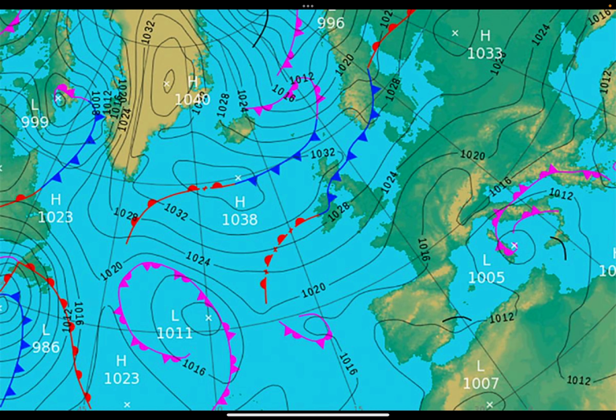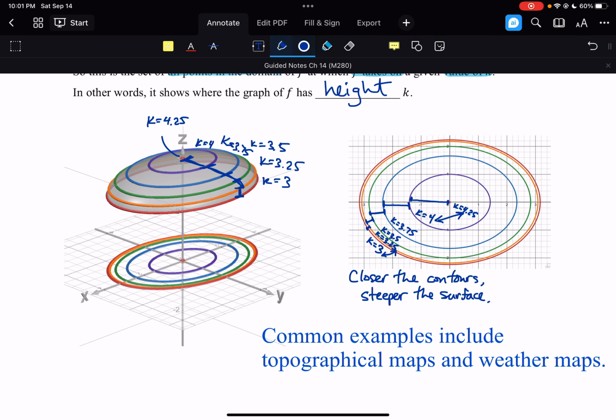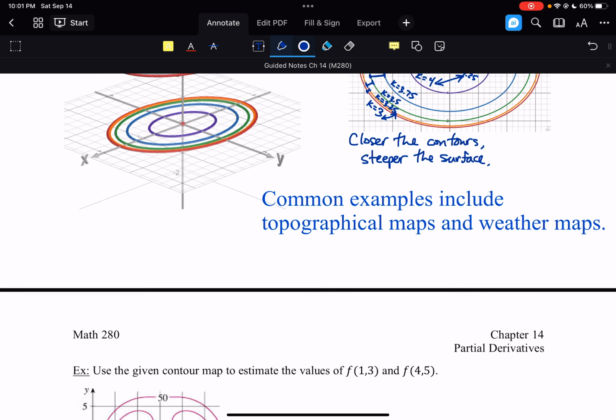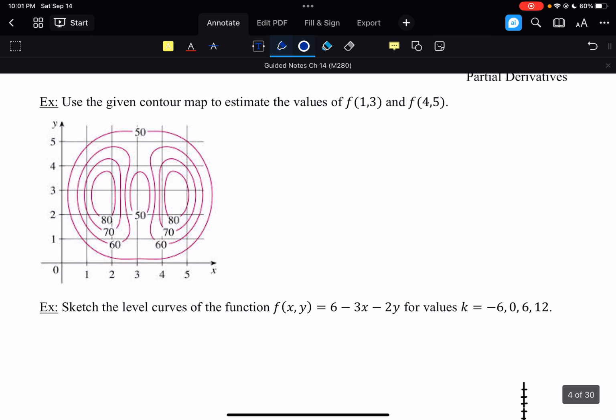So one last one, we have a weather map here, and you can see all the different values, and you can see each one representing areas of high pressure, low pressure, and how rapidly or gradually that pressure is changing as we go around the map. So lots of different uses for contour maps and level curves. So let's go ahead and take a look at one, a little practice reading one here.